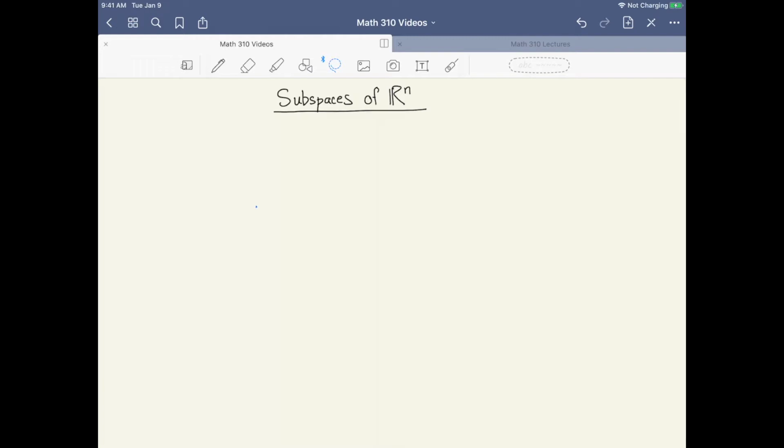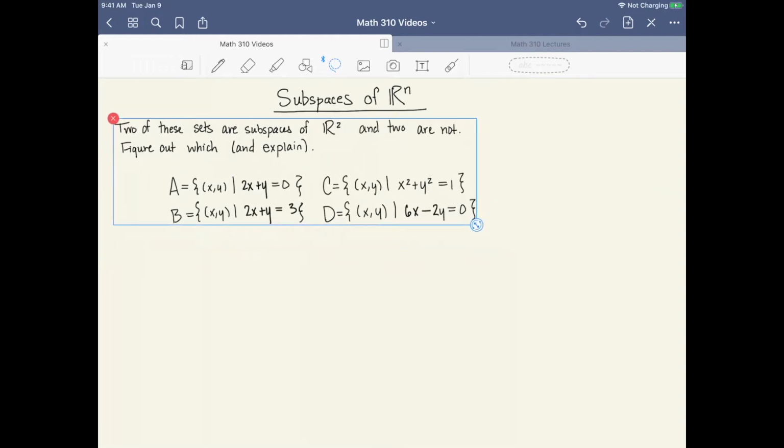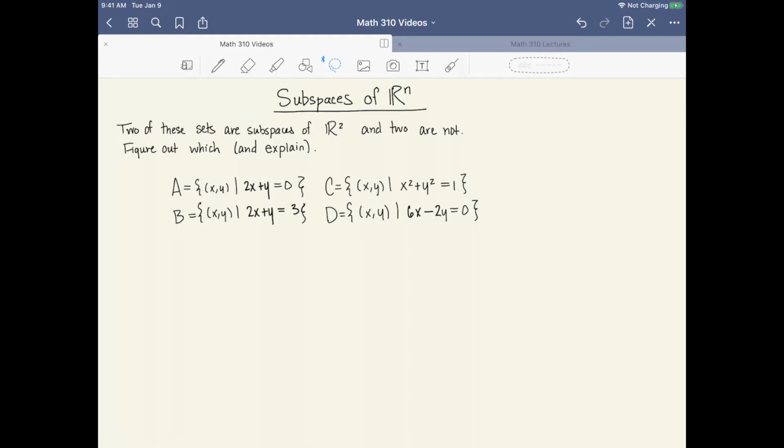So the example that we're going to be looking at is of 4 different sets: sets A, B, C, and D. We're going to plot them, think about them, and try to show which of these are subspaces and which are not. There are 2 of each. So the first thing we should do is note what kind of sets these are.